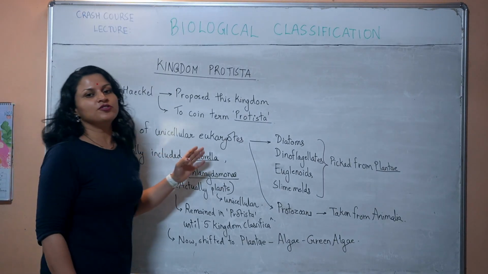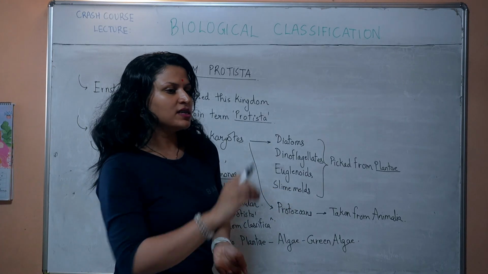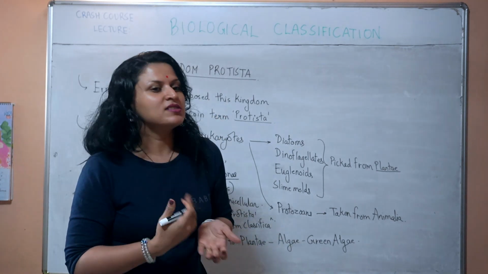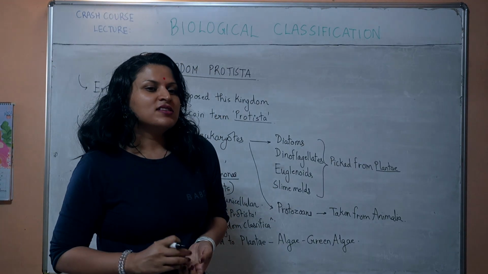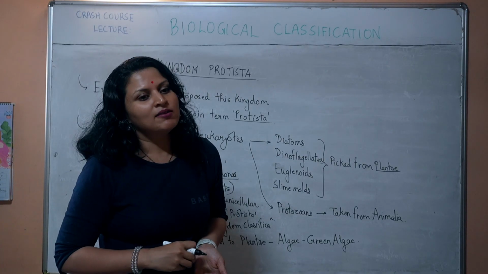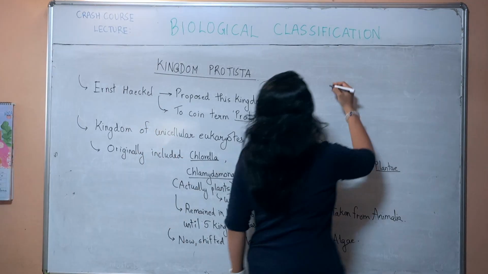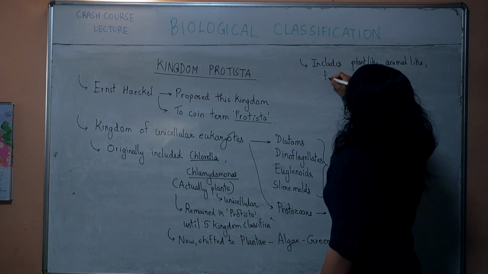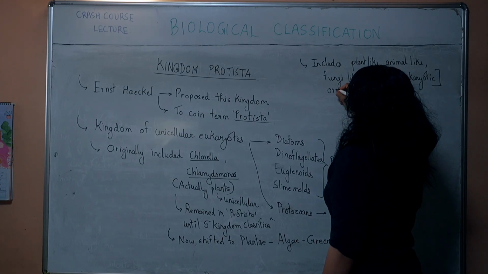So this is a kingdom of unicellular eukaryotes. Some were picked up from Plantae, some from kingdom Animalia. Some of them are plant-like, the ones that were taken from Plantae, and some of them are animal-like, the ones that were taken from Animalia. Some of them are also fungi-like, slime molds, because fungi were originally placed under kingdom Plantae, right? So it includes plant-like, animal-like and fungi-like unicellular eukaryotic organisms.